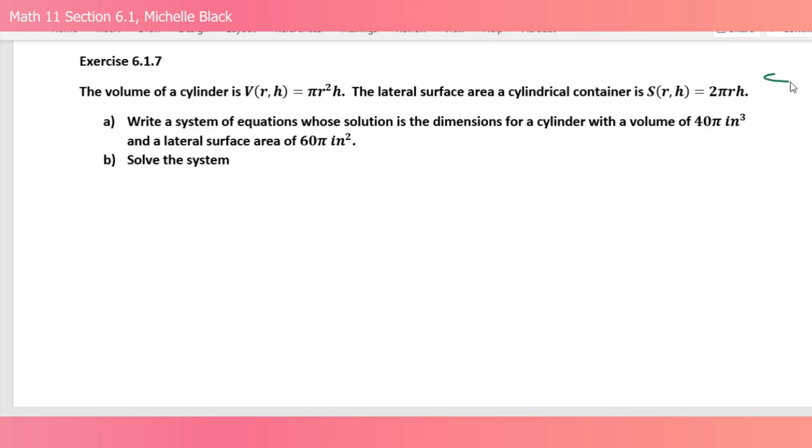So if we had a cylindrical container, just to give you a visual, the top here is technically a circle, so if you were to look down on it, there would be a radius, and this container has a height of h. So those are what our variables are referring to.